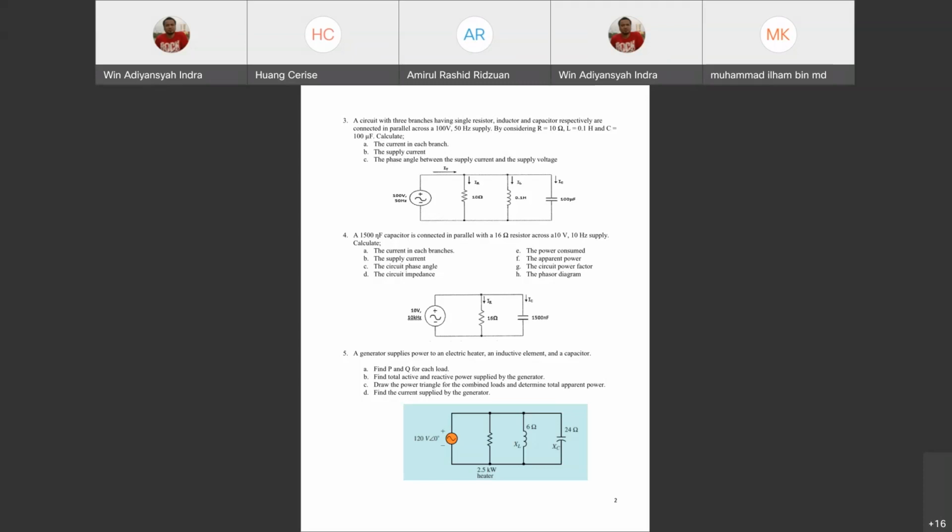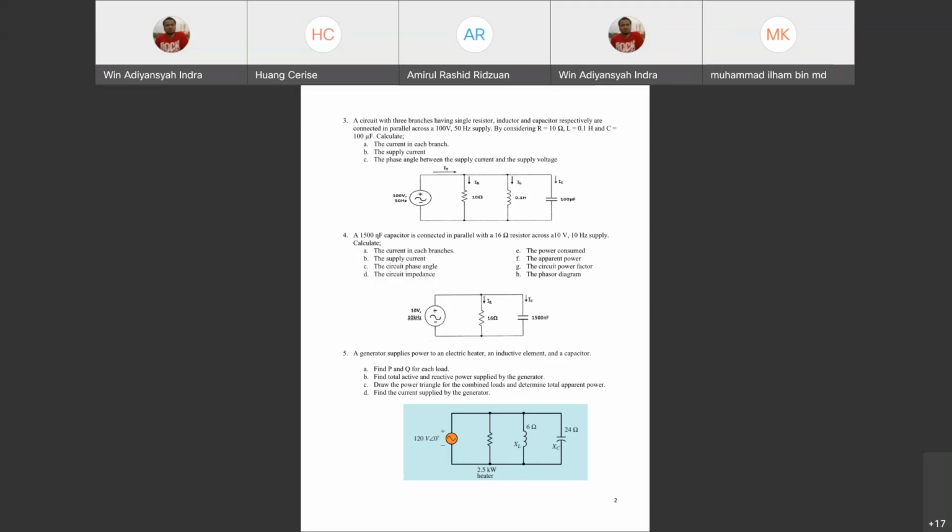The circuit phase angle, okay, again the angle. The circuit impedance, Z. The power consumed, P. The apparent power, S. The circuit power factor, PF. And the phasor diagram. So it's also a straightforward question.